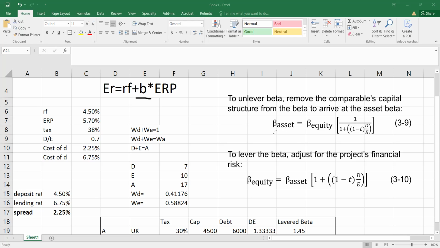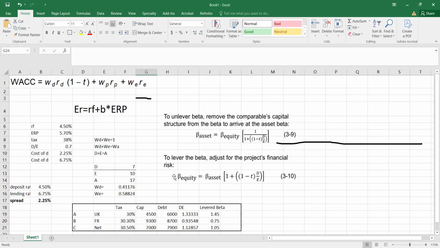How can we do it? According to this formula, we can calculate. So beta asset is unlevered, beta equity is levered. So beta equity is given for these financially disclosed companies, like public companies. They are disclosing all their financial information, including the betas. But the private ones, they don't. So we calculate the beta equity for the private company.